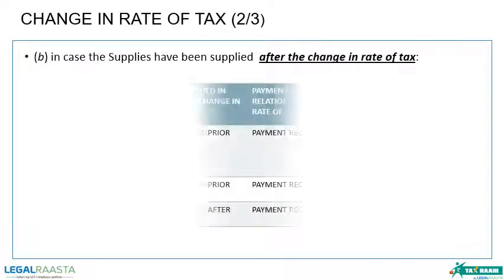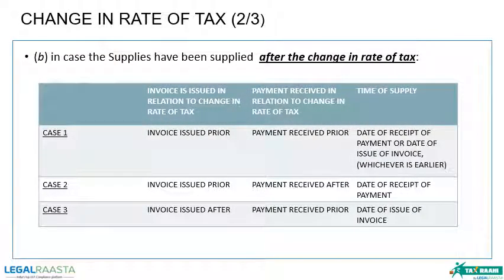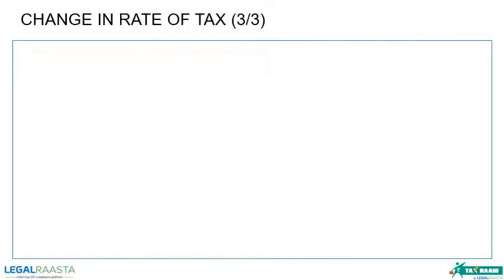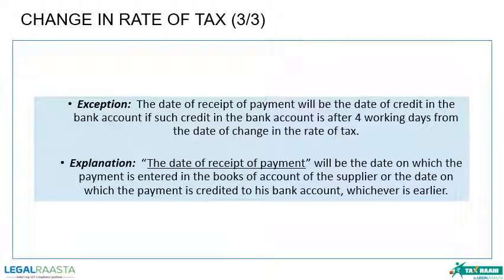And where the supplies have been supplied after the change in the rate of tax, there are also three cases. If both the invoice issued and payment received are before the change in the rate of tax, then the time of supply is whichever is earlier of the two, and if one of them happened after the change in the rate of tax, then the time of supply is whichever is later of the two. But there is an exception. The date of receipt of payment will be the date of credit in the bank account if such credit in the bank account is after 4 working days from the date of change in the rate of tax.